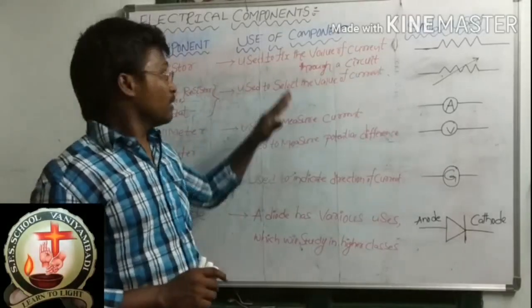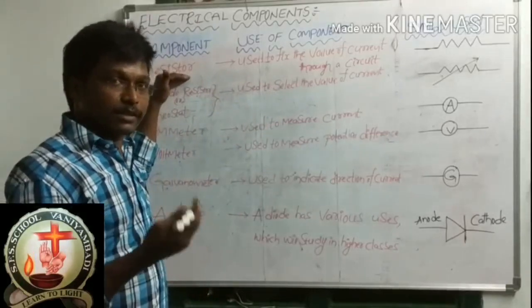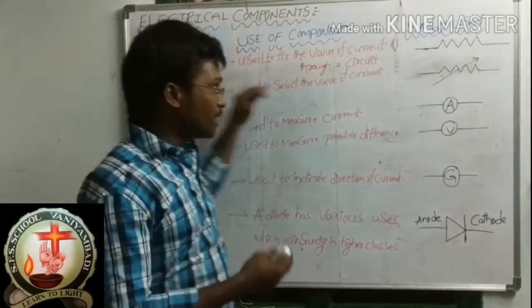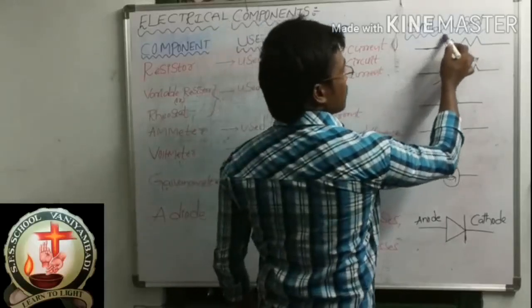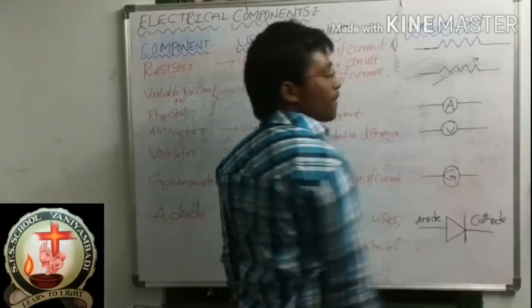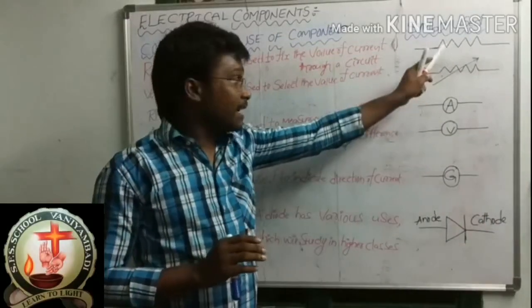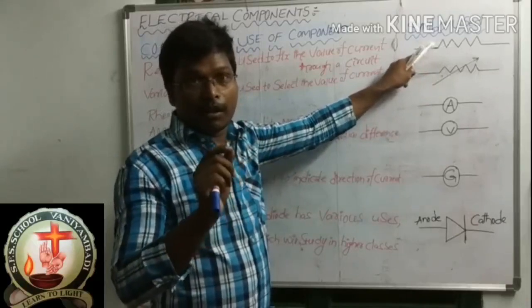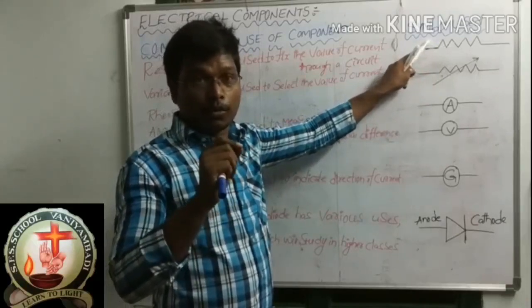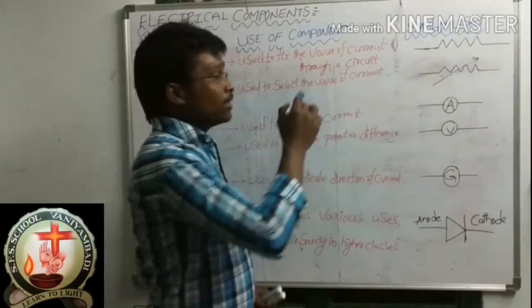This resistor has some symbol. What is that symbol? This one. This is the symbol. Whenever a resistor is connected to an electrical circuit, we can use this symbol.